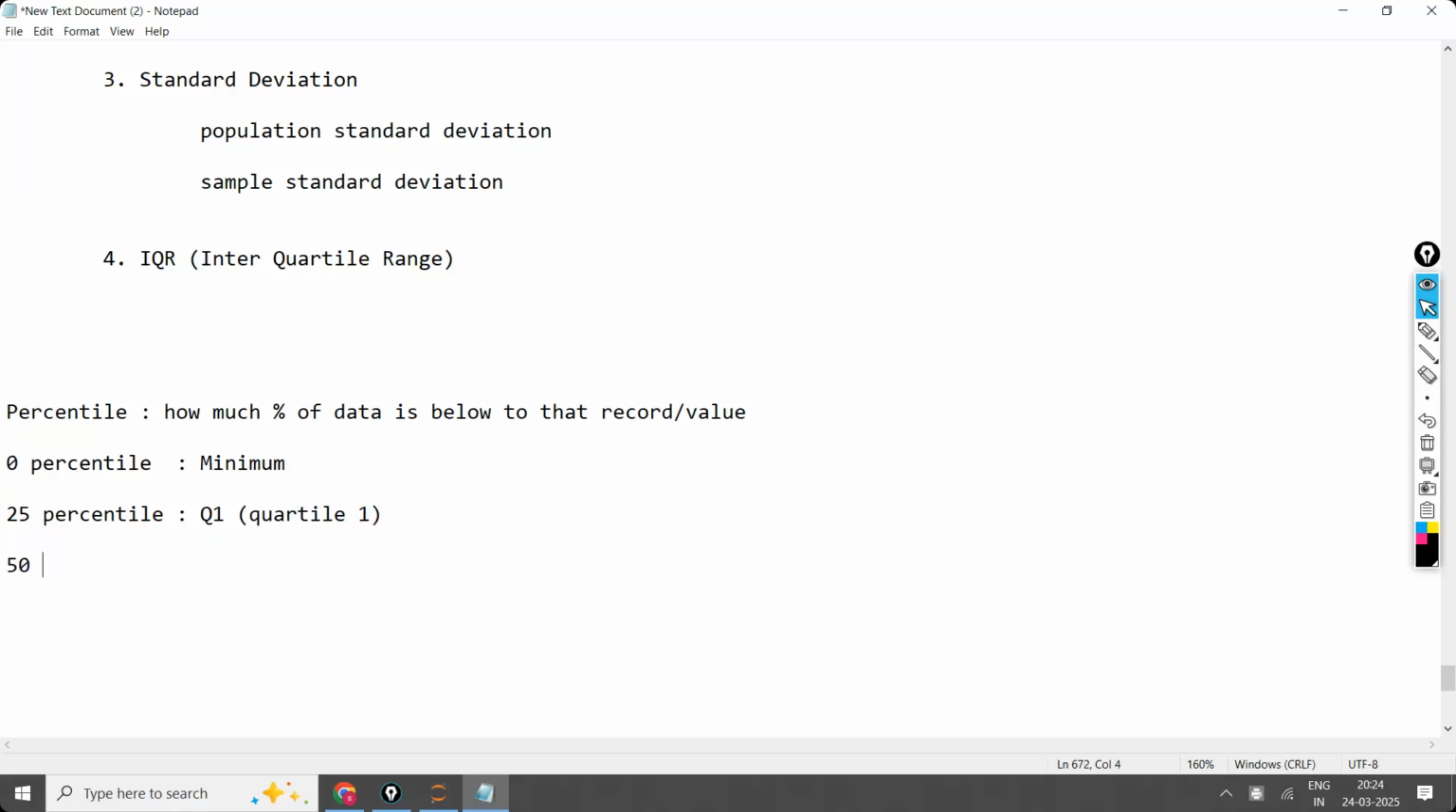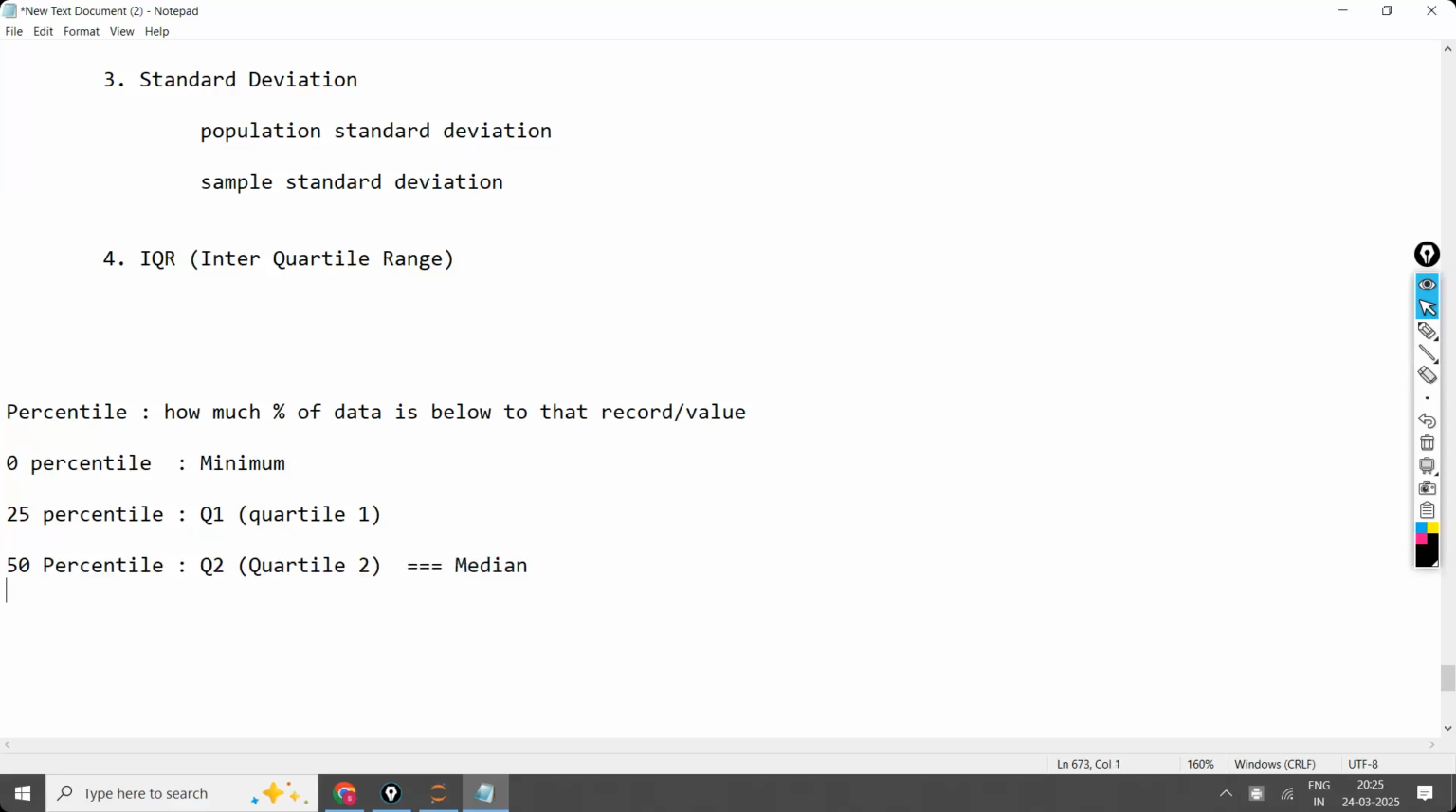What is 50 percentile? What is the meaning of 50 percentile? 50% of the data is below this value. 50% means Q2, which is 2 quarters. 2 quarters means 2 1-by-4ths. Quartile 2, which is Q2, is also called the median, because the median will be the center position. Below that, what are the values there? Above that, what are the values there?